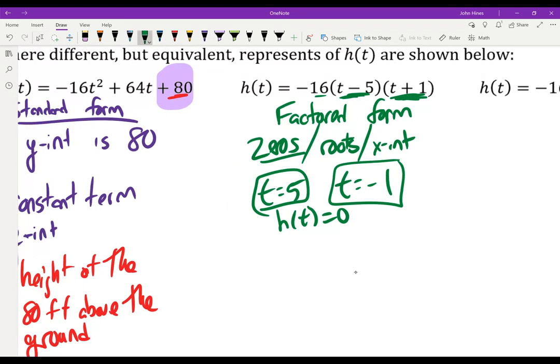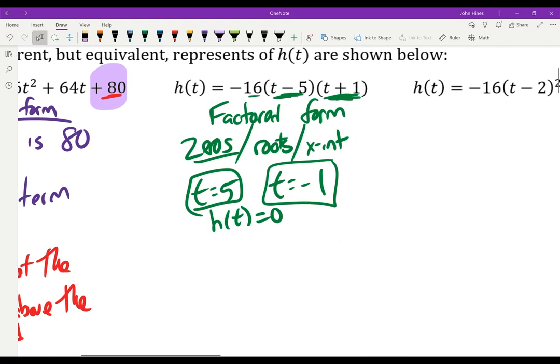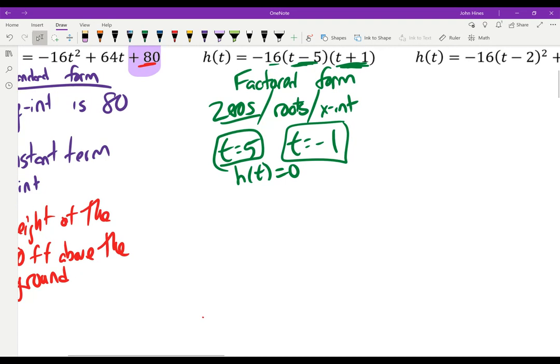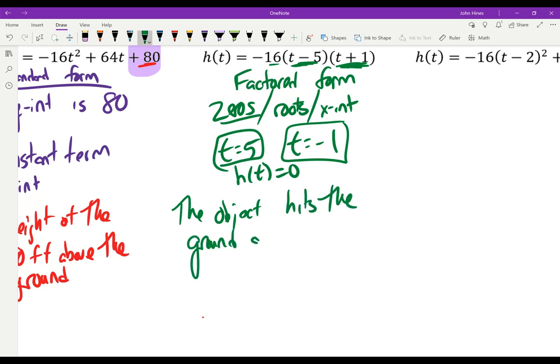So if I have standard form, we factor to get to factored form. What this tells me in terms of the object is when the object hits the ground. Well, where? At 5, let's say seconds. It's 5 seconds. I'm going to reject -1 because I can't have negative time. Well, -1 is still a zero, but I'm going to reject it because I can't have negative time.